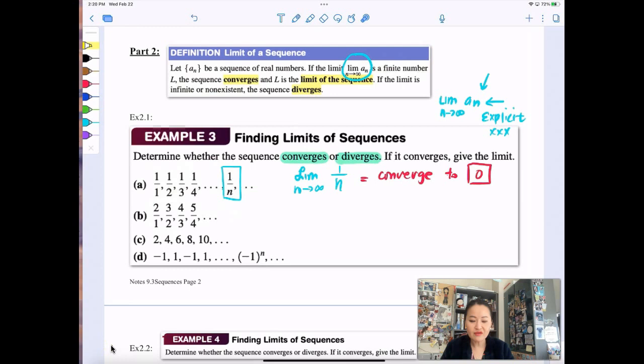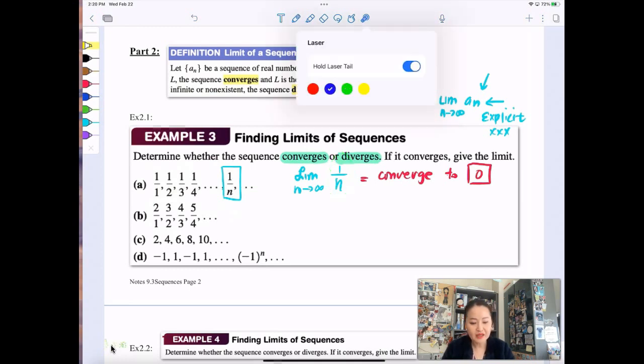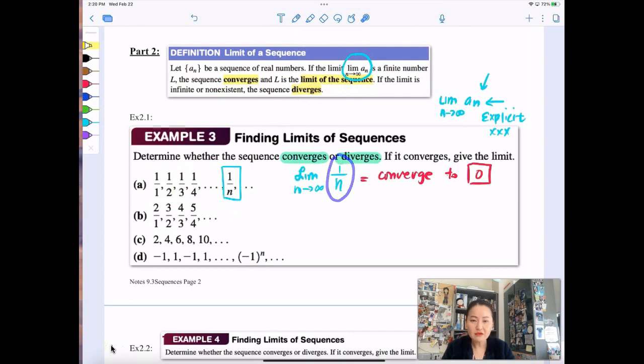Now, if you're good enough, and if you're not, it's okay. I want you to think about this like this. This is 1 over n. 1 is staying constant, but you keep dividing by a really large number, then what's happening to 1 over n? It's going to 0. Okay, so it's converging.